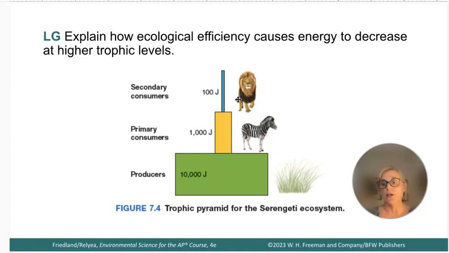So if you go on a safari in Africa, I've never been, that sounds super amazing, you're going to see a lot of grass. You're going to see more zebras than lions. You're going to see some zebras and very few lions, because there's so much energy that's lost in trophic levels that you can't support very many of your apex or top predators.